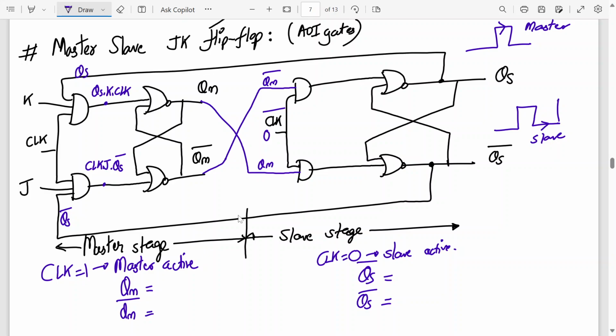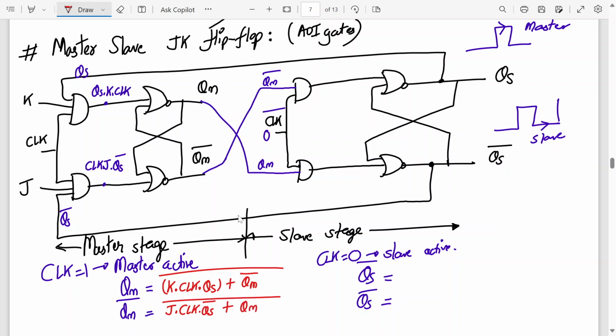So tell me, what is QM? QM will be K dot clock dot QS, right, plus QM bar, right? This is QM bar. Yes or no? The whole bar. Agree to this? You all are there? Okay. This is J clock QS bar plus QM, the whole bar.